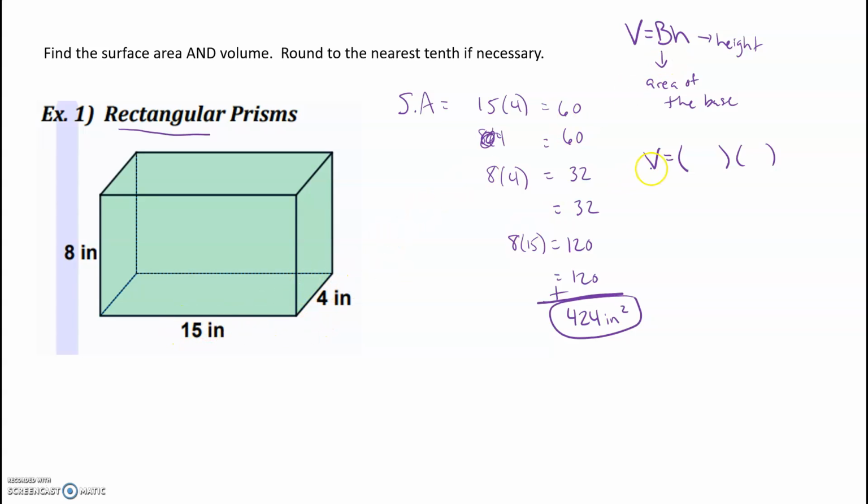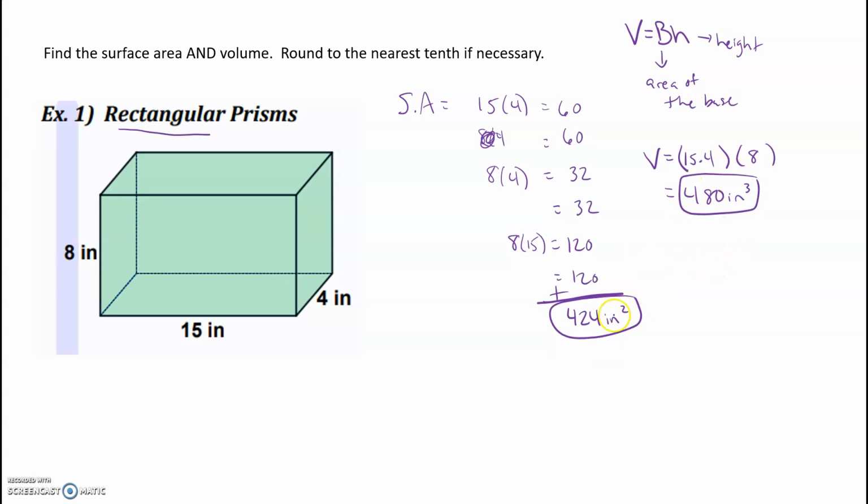Area of a rectangle is 15 times 4, so that will get me the area of the base. Now the height is the distance between the bases, so bottom to top is 8 inches. So there's my height. And then you just multiply them all, 15 times 4 times 8, and we get 480 inches. Volume is cubed.